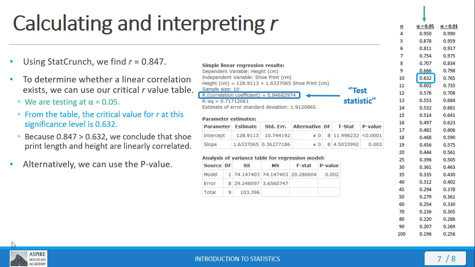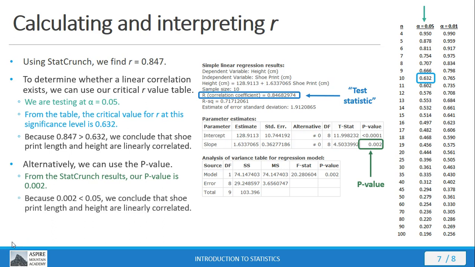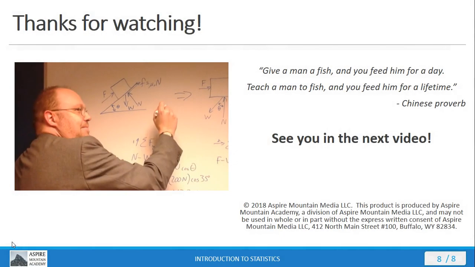But alternatively, we could use the p-value to get the same result. So the p-value that you see here in the results table, take it from the slope row of your parameter estimates table, or you could take it alternatively from the ANOVA table. It's the same number there. And you compare that with the significance level, and you find that you're inside. Therefore, you're going to reject the null hypothesis, and there is sufficient evidence.